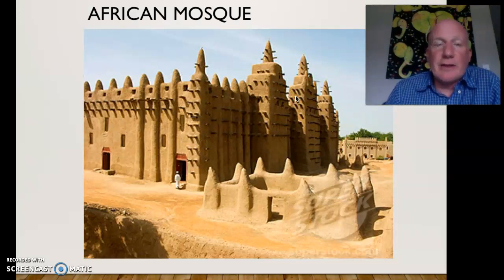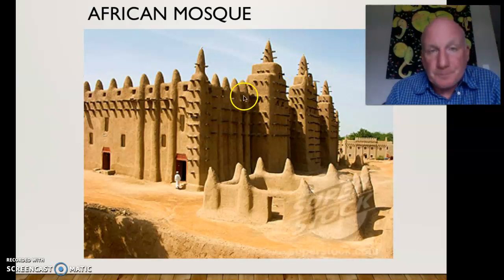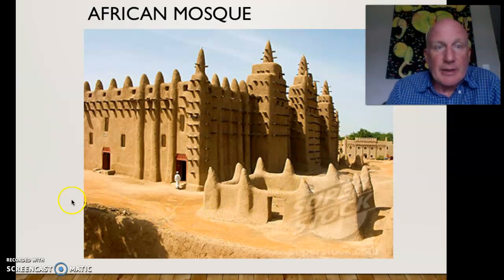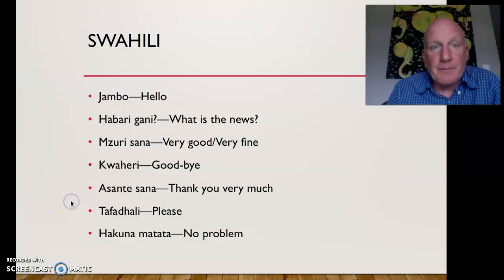Here is a mosque in East Africa. And you can see this building. I don't know what this building is in the background, but obviously influenced by Arabic culture and architecture. As I said, they influenced the language, and Swahili, as I said, is a hybrid language.